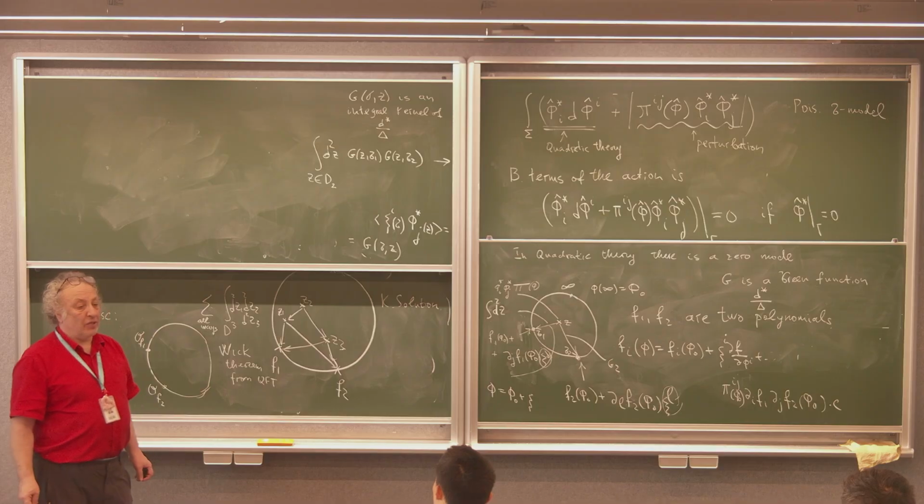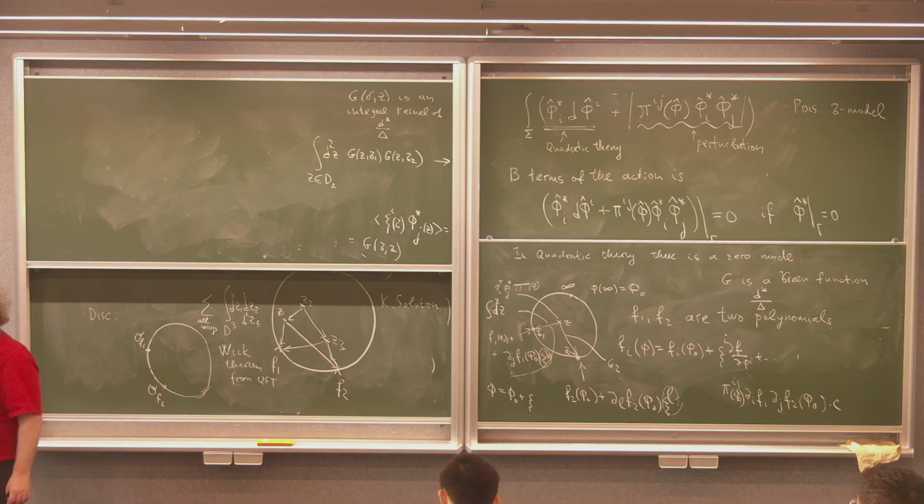So I need to explain two things. First of all, why it happens. And second, where in the construction the condition of pi being Poissonian appears. I'll explain these two things in one construction.